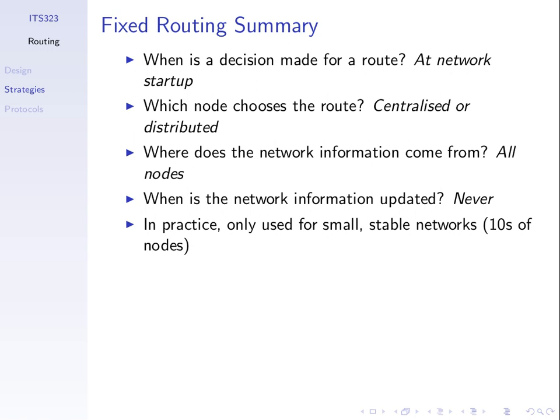Either of them can be used. Where does the network information come from? From all nodes. That is, we collect information from all nodes, the costs of all links, and then choose the least cost paths. That's easy when we have a small network and when we design the entire network. It's not so easy if the network is large and if we do not know about some parts of the network. So in practice, it's only used for small, stable networks when things don't change much in the network.